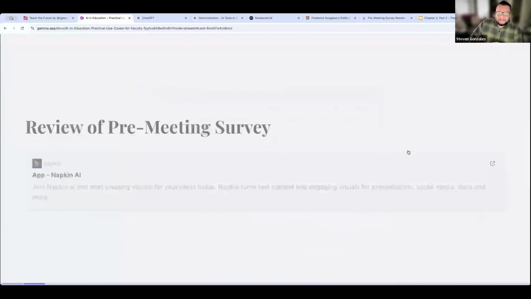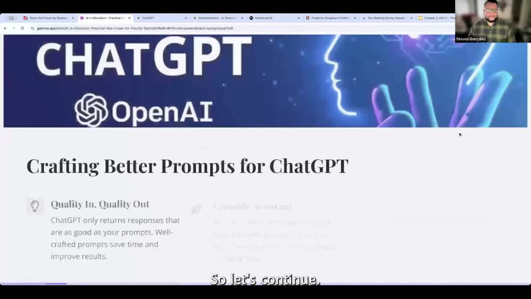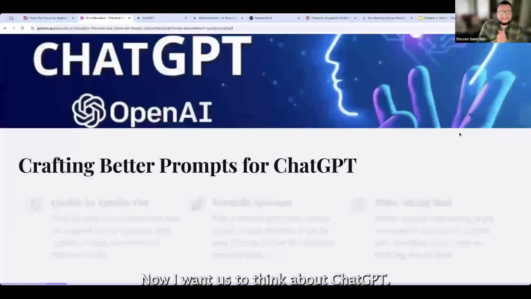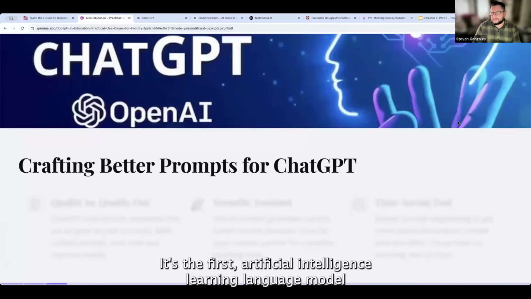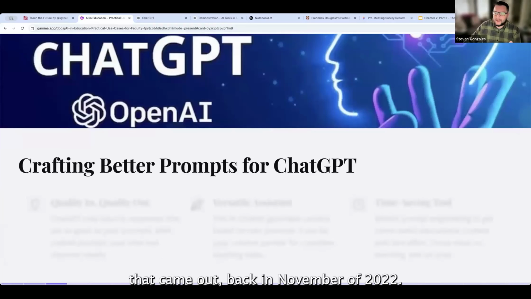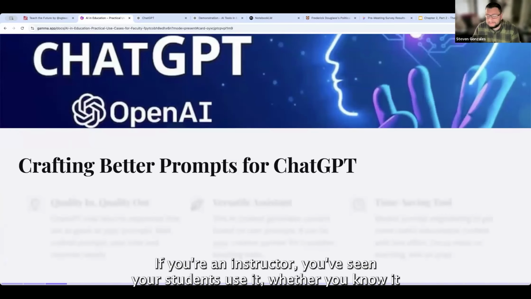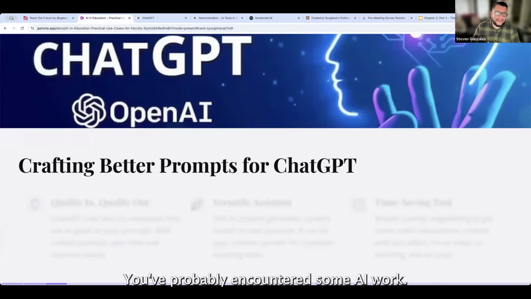So let's continue. Now, I want us to think about ChatGPT. It's the first artificial intelligence large language model that came out back in November of 2022. It's been almost 3 years since ChatGPT came out. And people think of all the queries. If you're an instructor, you've seen your students use it, whether you know it or not. You've probably encountered some AI work.